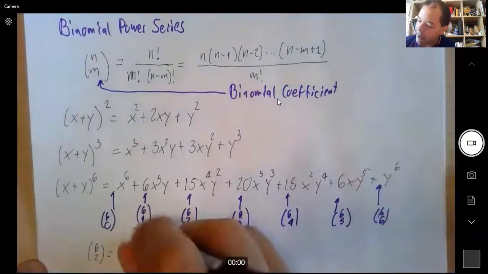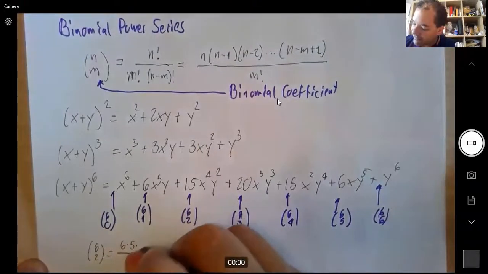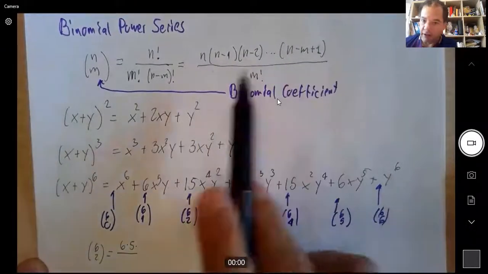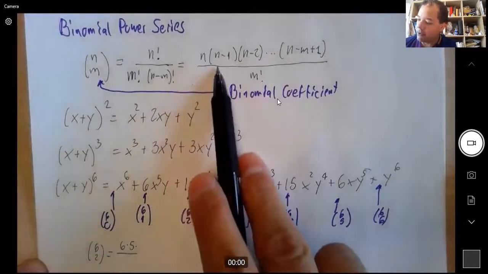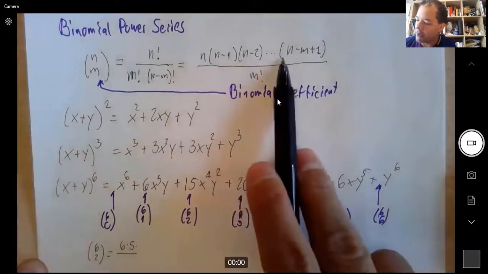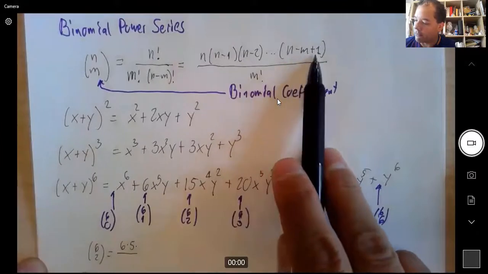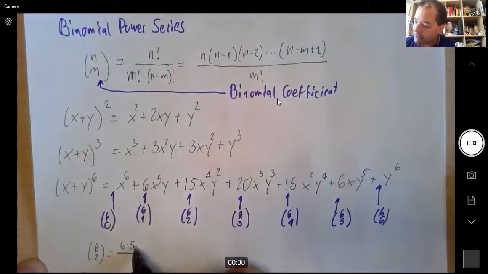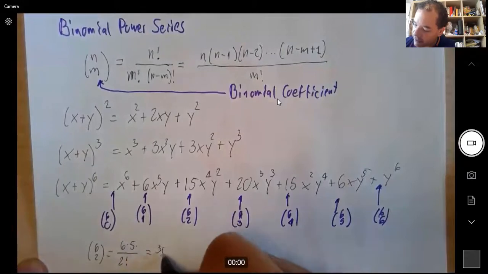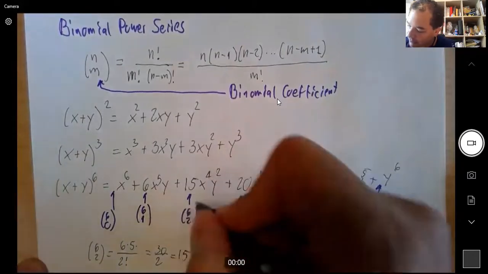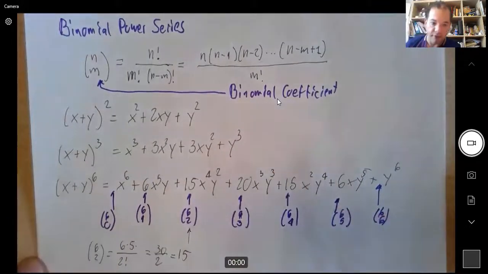Oh, okay. Again, I'm supposed to go 6 minus 1, 6 minus 2, all the way to 6 minus, and my number is 2, 6 minus 2, 4, plus 1, 5. So it's only 6 and 5, divided by 2 factorial. So this is 30 divided by 2, and that's 15. So that's how I know this guy is 15, right?